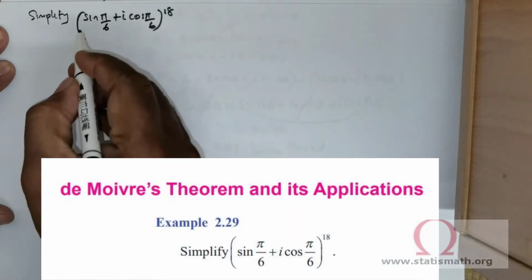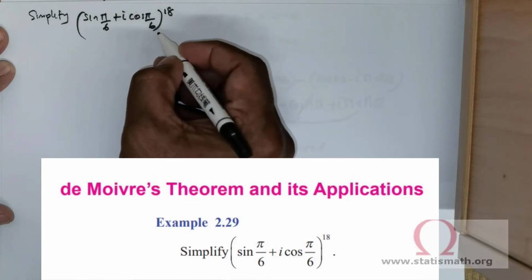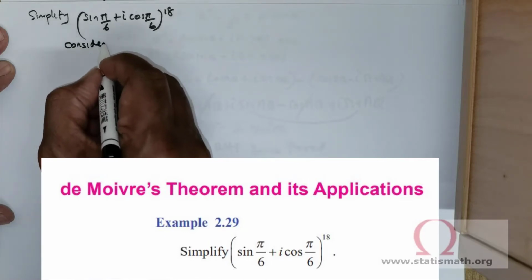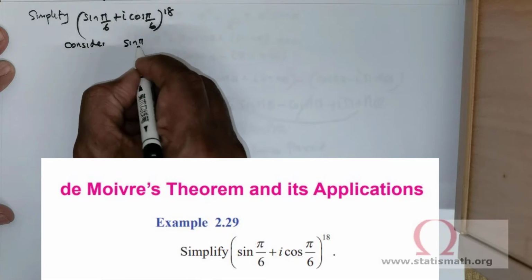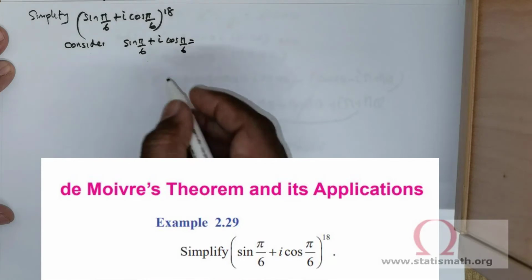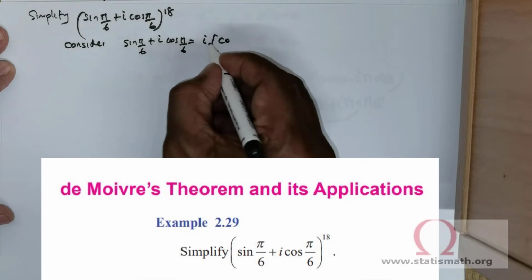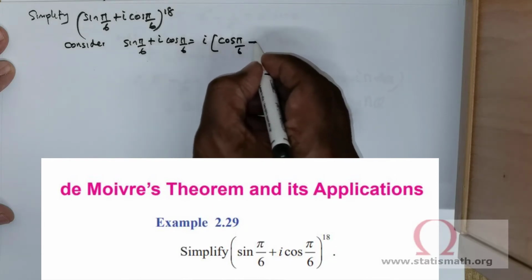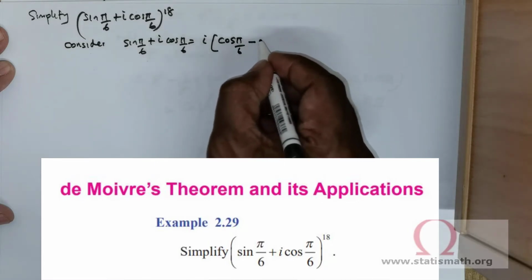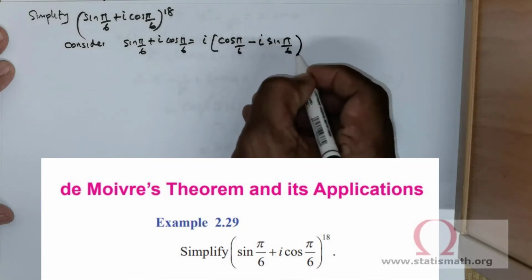Students, we are asked to simplify (sin(π/6) + i cos(π/6))^18. So foremost, I'm going to consider sin(π/6) + i cos(π/6). Now if I take i out, this is going to be equal to i of cos(π/6). I need a positive sine(π/6) here, so that is only possible if I place negative i times sin(π/6).